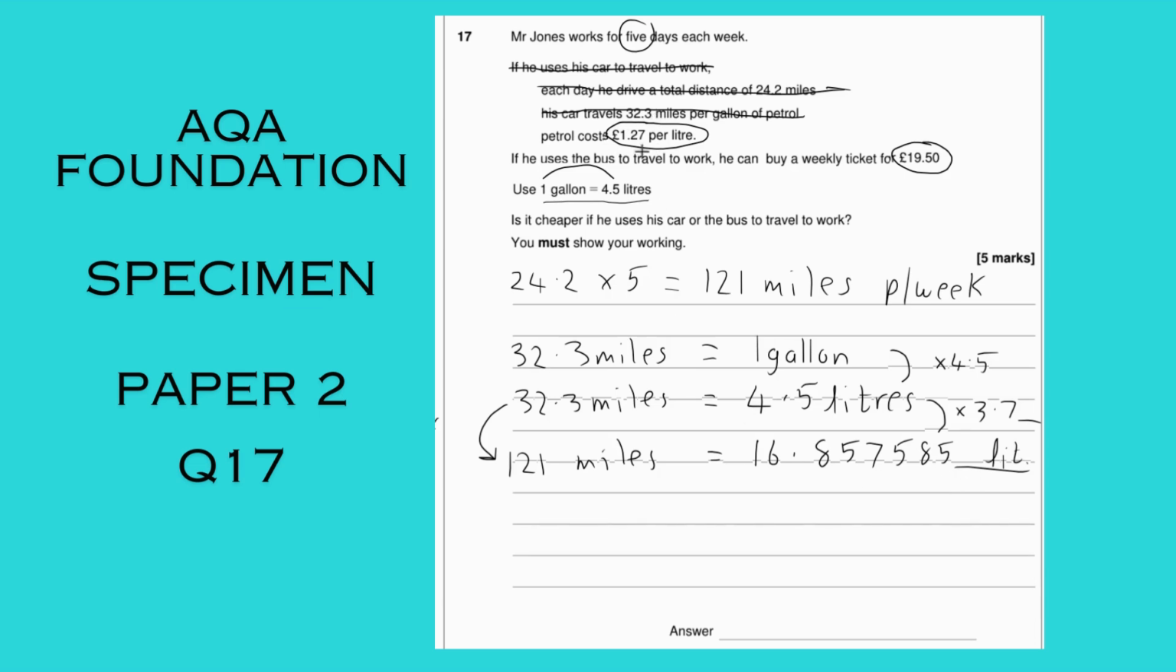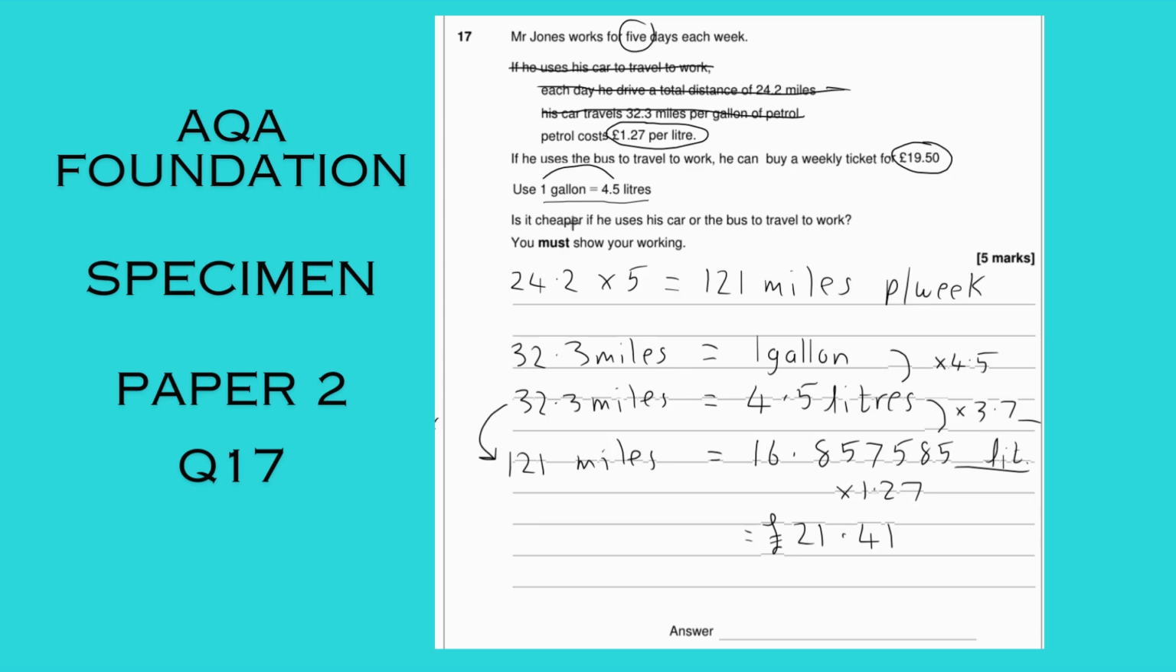It costs £1.27 per litre. Let's times that by £1.27. No doubt a horrible decimal. But because we're in money, now's a good time to round off. 21.409, so £21.41 is the amount he spends on driving his car.